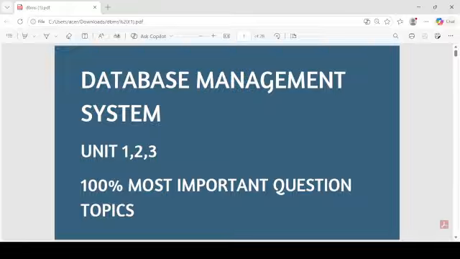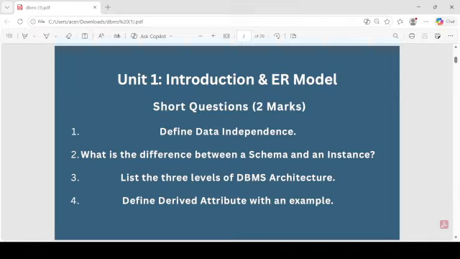In today's video, we are going to discuss the most important questions of DBMS. In this video, we are covering Unit 1, 2 and 3. These are the questions which mostly come in your exams. So let's start. These are the 2-mark questions of Unit 1, which is Introduction and ER Models.